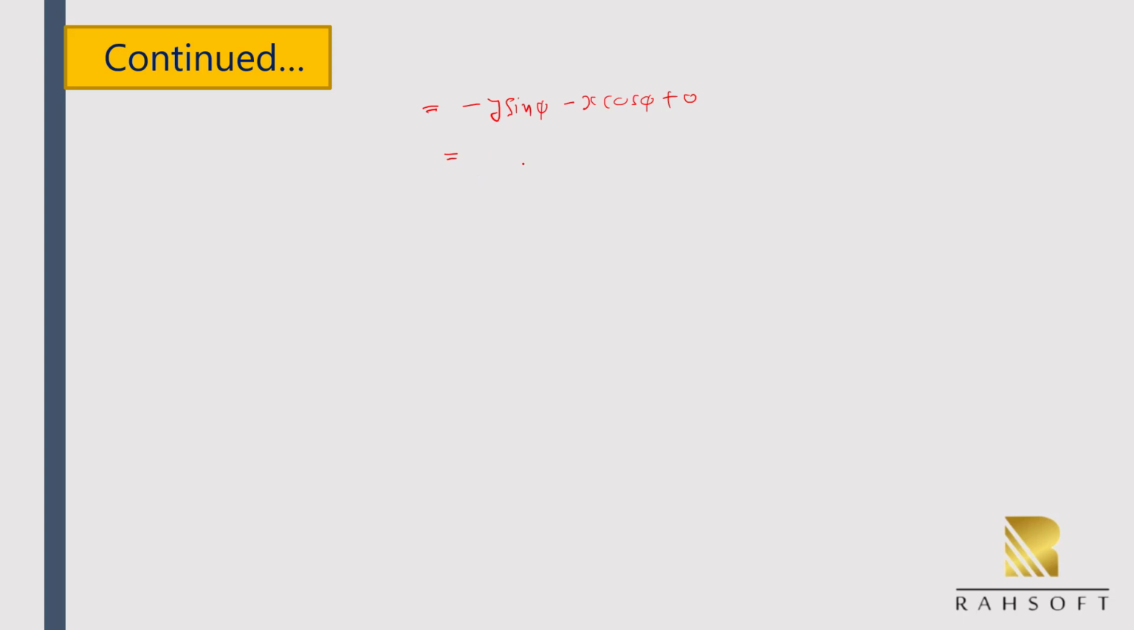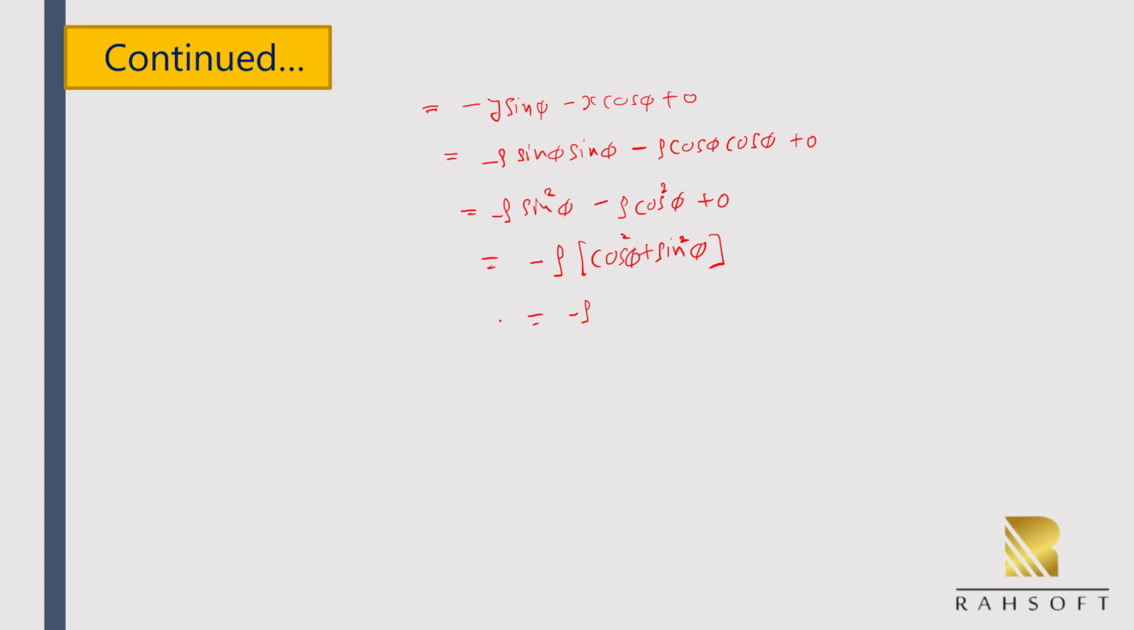And we know that the value of y is rho sin phi, so it is rho sin phi times sin phi, and minus x, where x equals rho cos phi, so it is rho cos phi times cos phi, plus 0. So it will be equal to rho sin square phi minus rho cos square phi plus 0. Just take this rho outside and it will be equal to rho times cos square phi plus sin square phi, which is equal to minus rho. So here we have the value of A phi equal to minus rho.